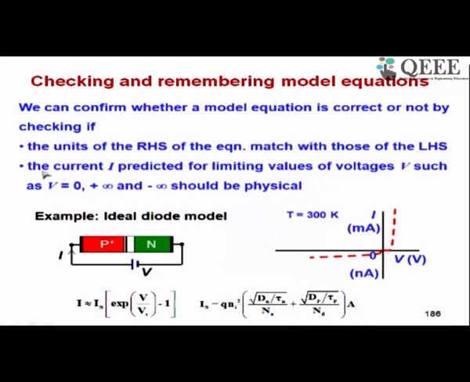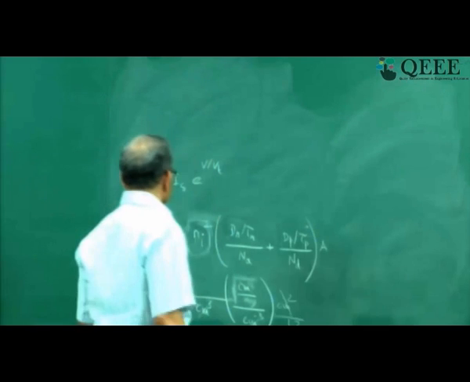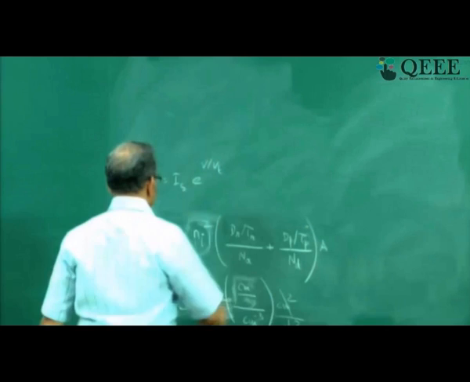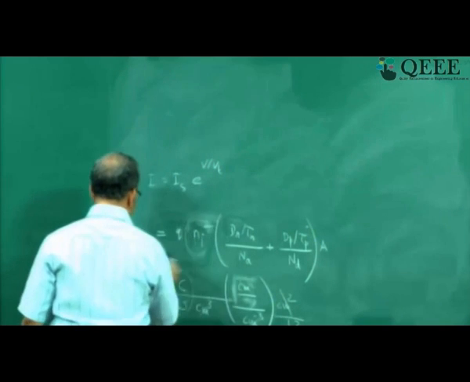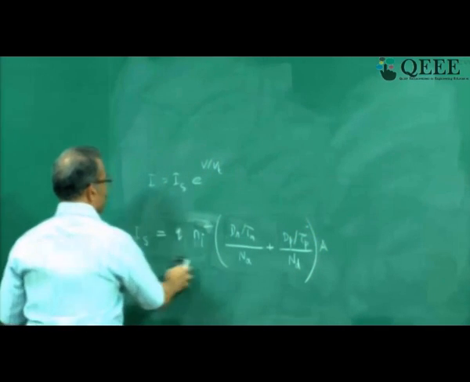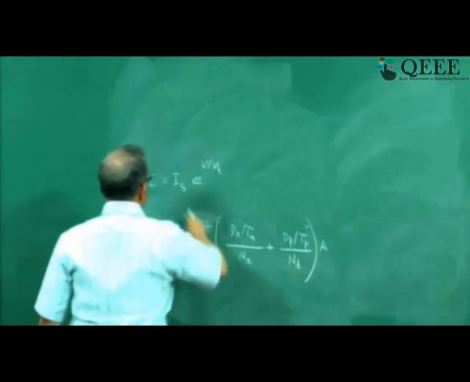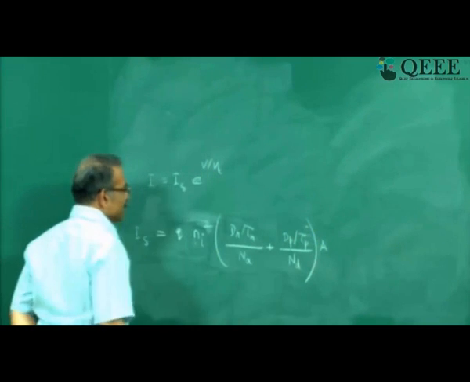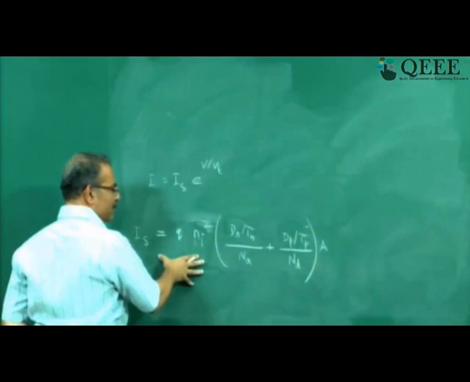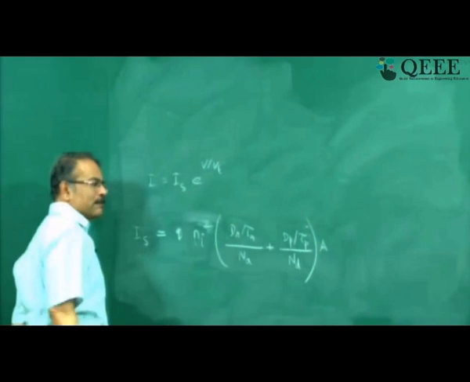Next level of check is the current I predicted for limiting values of voltages V, such as V equal to 0, plus infinity and minus infinity, should be physical. You must get physical values for these voltages. Now supposing I have checked the units and I have no problem with the units, so I have written this equation like this. Is is this and I equal to Is exponential V by Vt. Now no problem with units. Here equation is correct unit wise, even here it is correct.